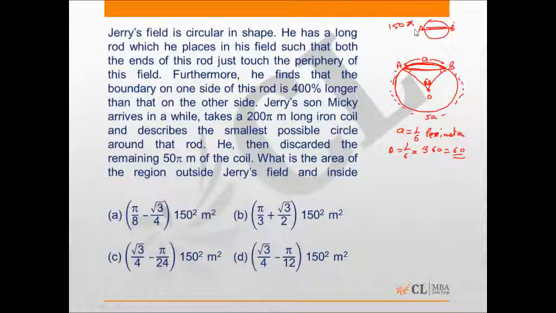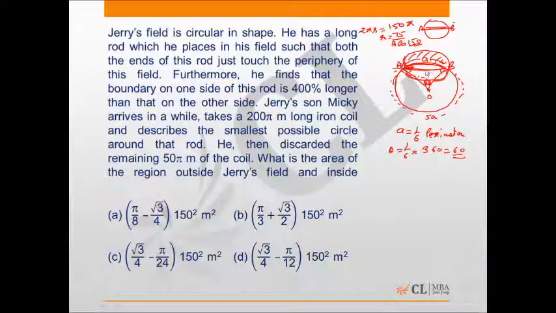So the perimeter of this circle, 2 pi r, has to be equal to 150 pi. That means r has to be 75, or AB is 150. Right. So it will look like this. I need to find this area. So if I subtract this area from the area of the semicircle, I will be able to find the answer.